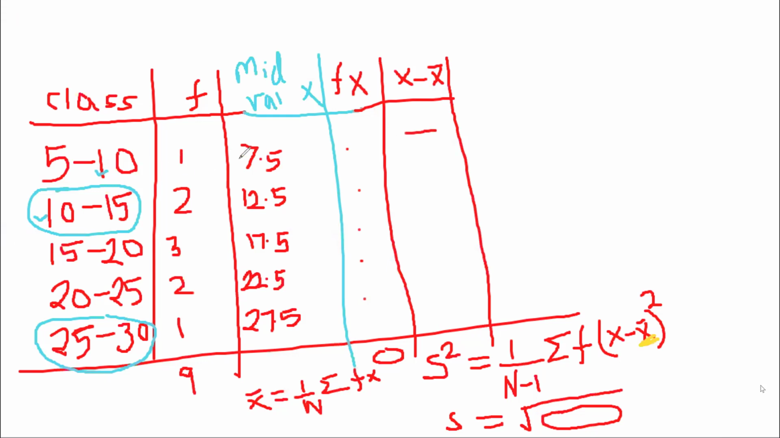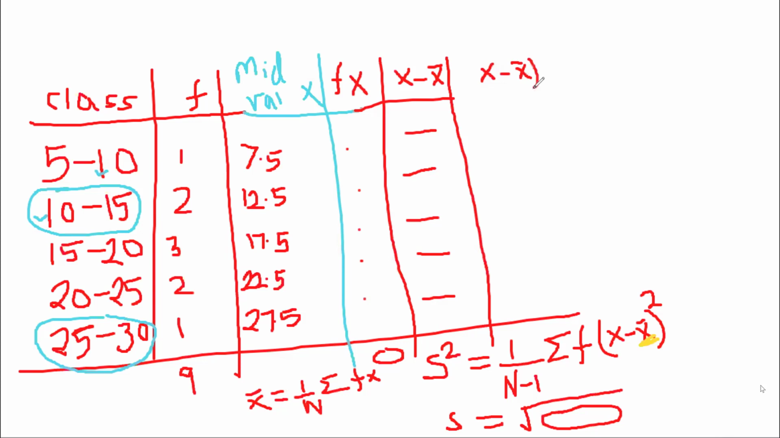This is x. These mid values act as x. So x minus x bar, here x minus x bar. Find the values of x minus x bar, x minus x bar, x minus x bar. Next you need the value of x minus x bar whole square.